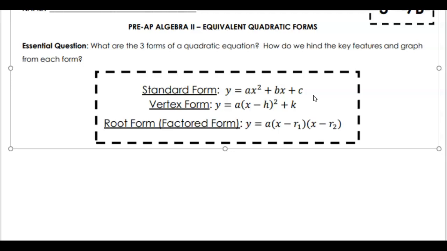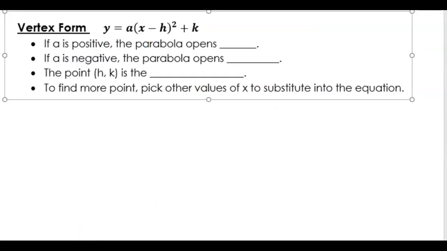But when you're graphing, which we're going to be working on now, vertex form is actually an easier form to graph from. And then we have also done some root form, because root form is the same thing as a factored form. How do you think you get to a factored form? You would need to factor. So today we're mainly going to be looking at vertex form.